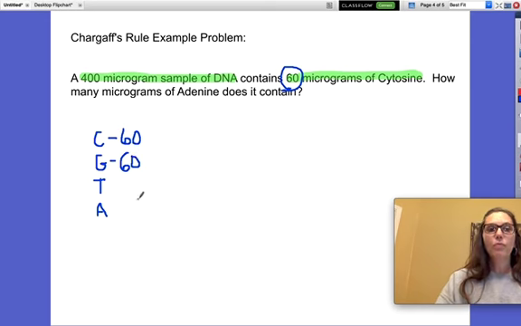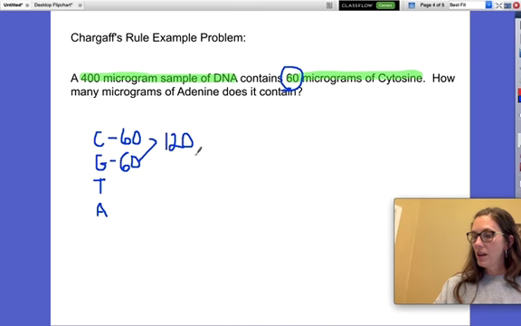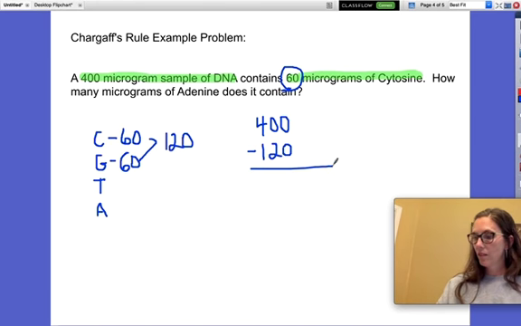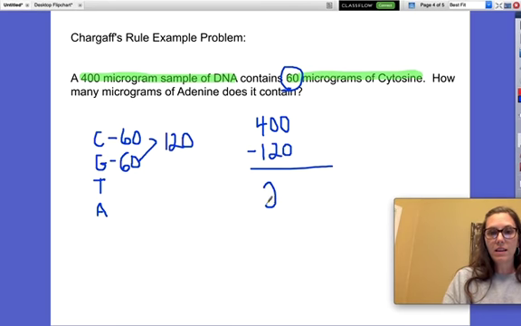So now you're going to take those two and add them together. So 60 plus 60 is 120. Okay, so now you're going to take that number and subtract it from your total amount. So you would say 400, which is your total, and you subtract the amount for these 2 bases, which is 120. So 400 minus 120, that gives us 280.